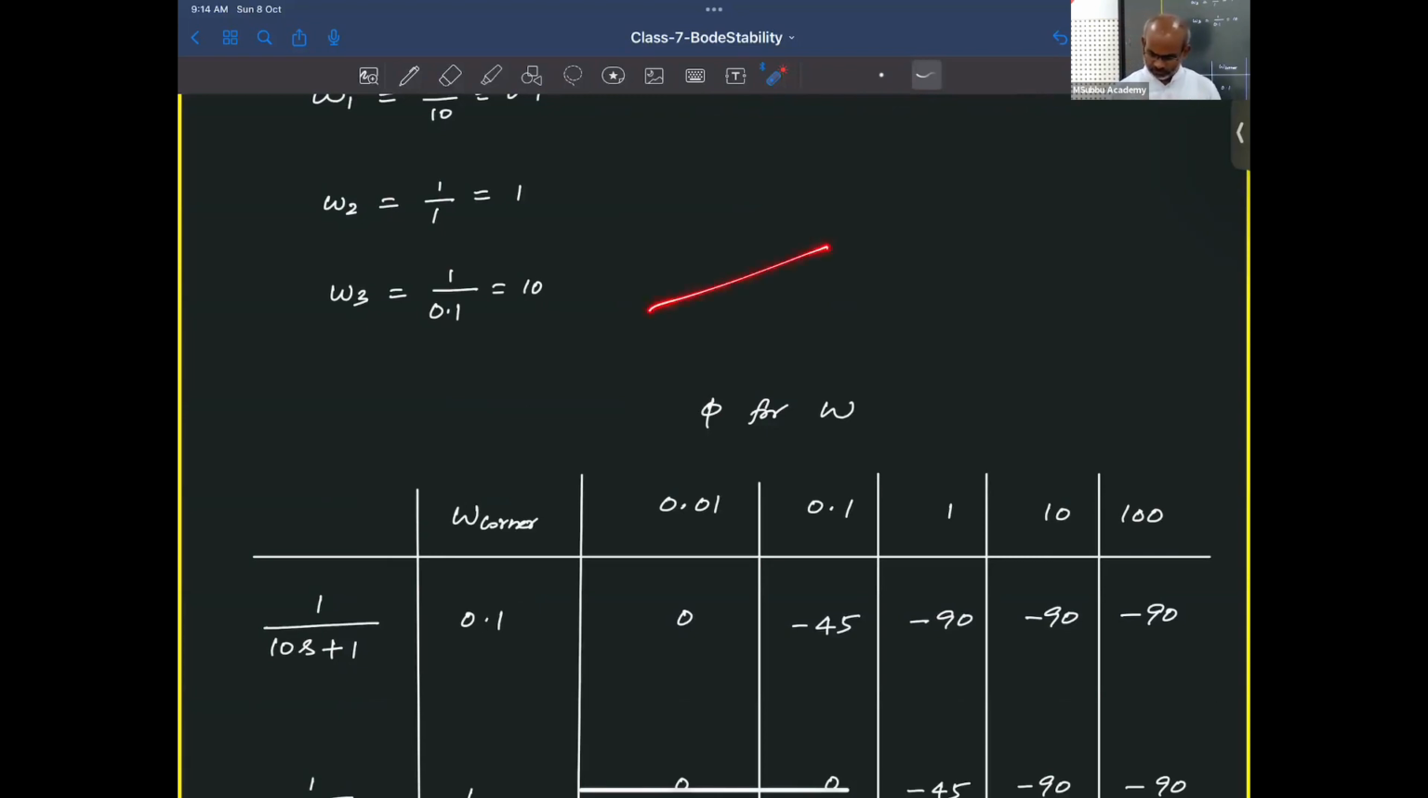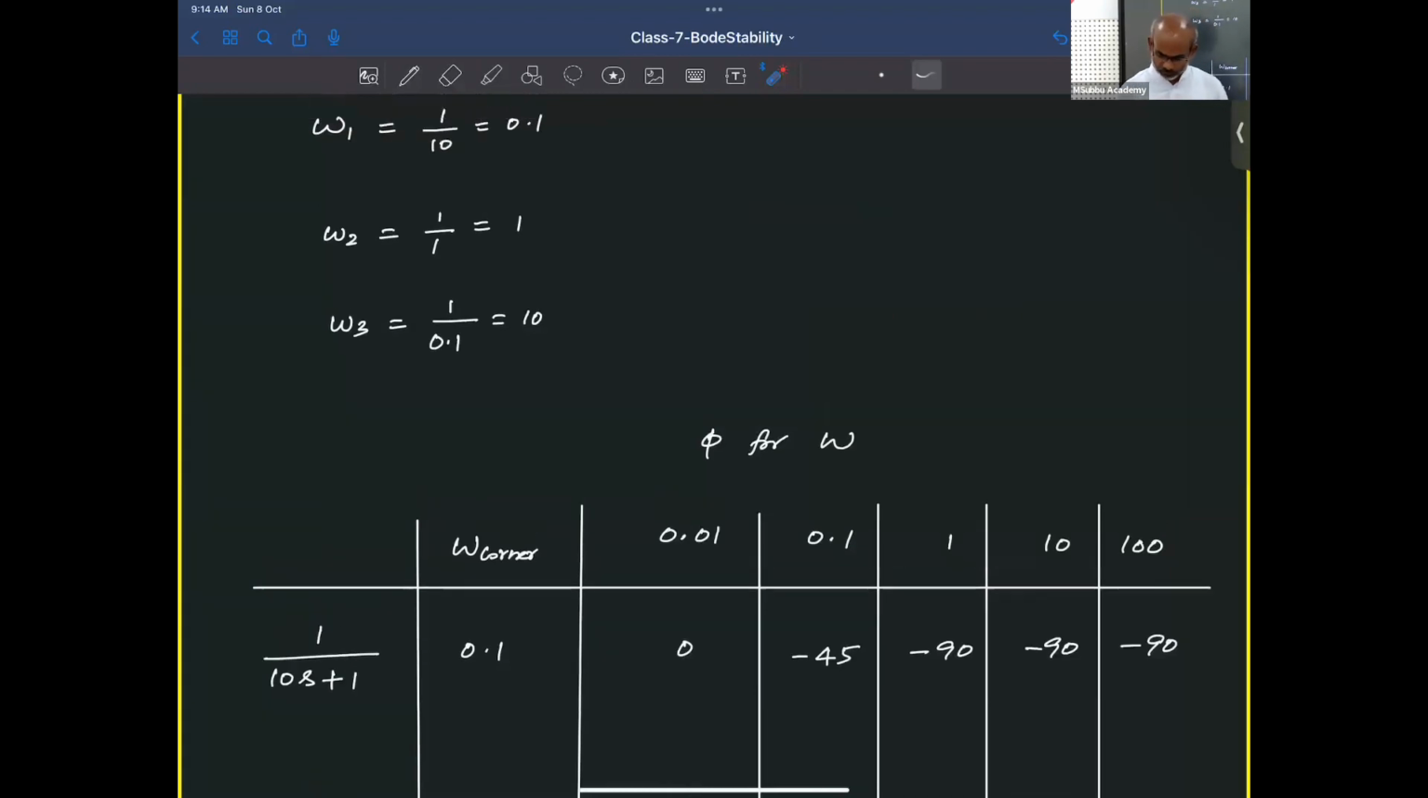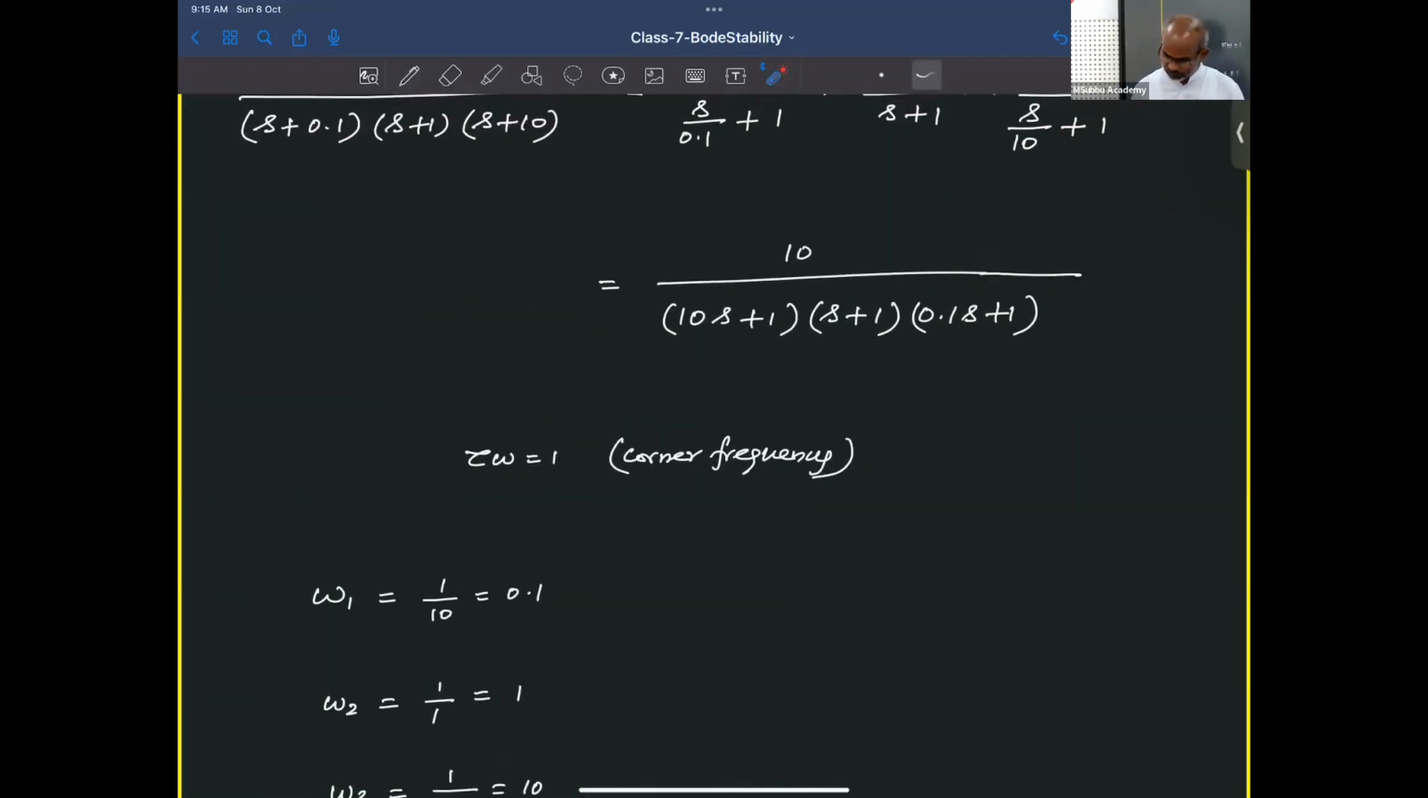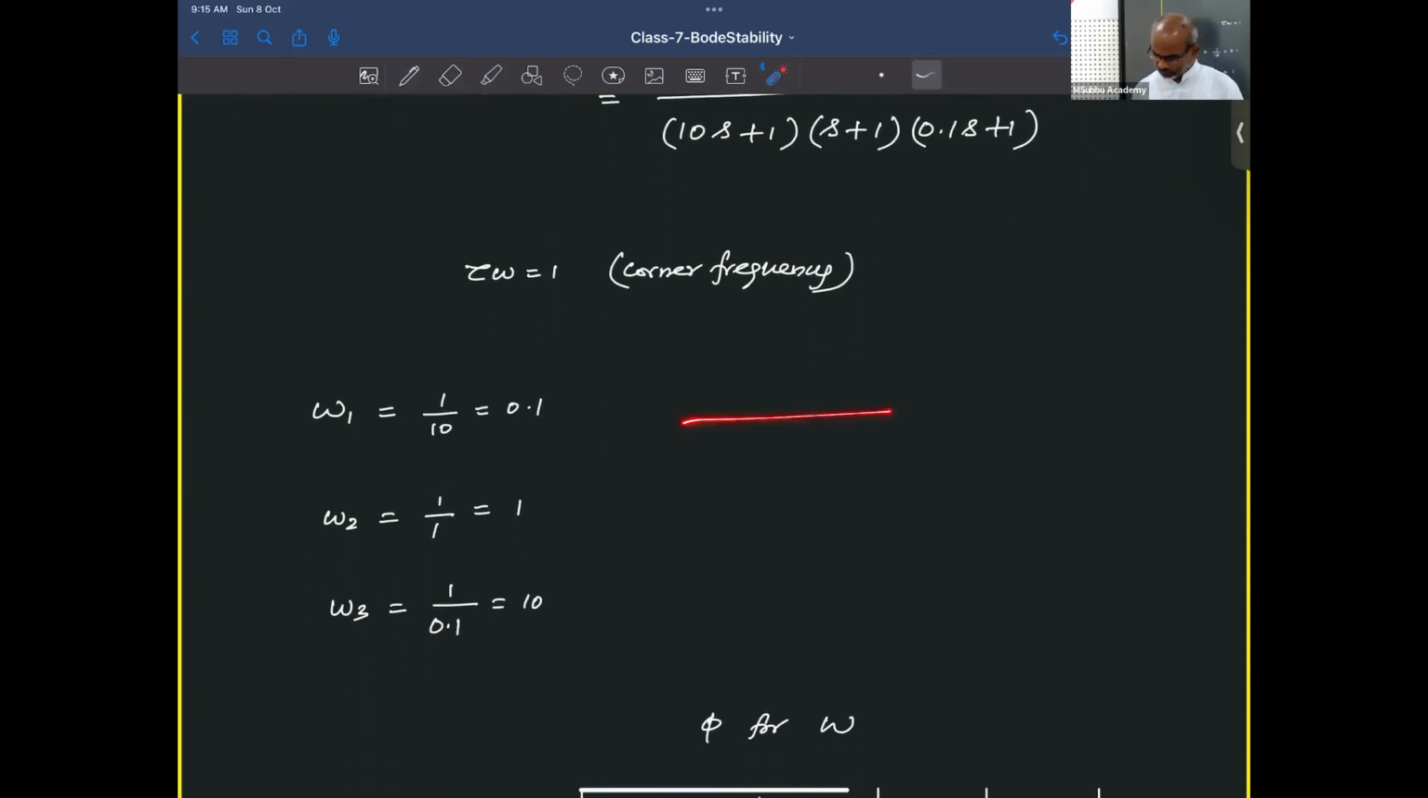simply straight lines, called asymptotic lines, in the limit of omega tending to 0 and omega tending to infinity. These two asymptotic lines are for omega tending to 0 and omega tending to infinity, and they intersect at the corner frequency. So the first thing is getting the corner frequency so that we can locate the intersection point. With reference to that, we can construct the low frequency and high frequency asymptotic lines. That's why we first found the corner frequency.